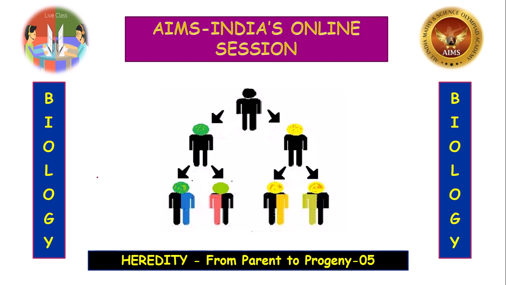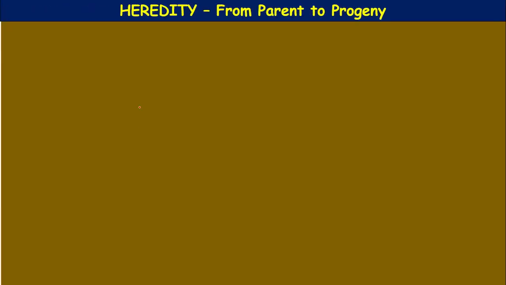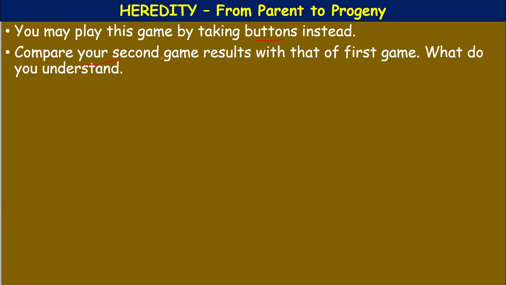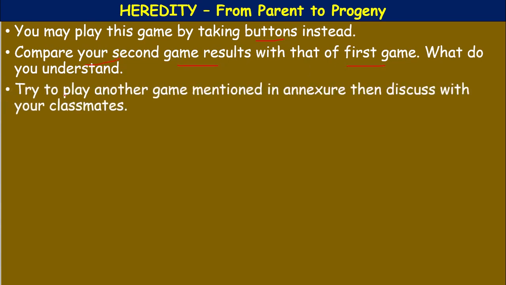So, let us proceed, children, today. The activity which we have done in yesterday's session, the same activity we can do with the help of buttons instead of the long strip and short strip. You may play this game by taking the buttons instead. Compare your second game result with that of the first game. What did you understand? Try to play another game mentioned in the annexure at the end of the textbook, then discuss with your friends.